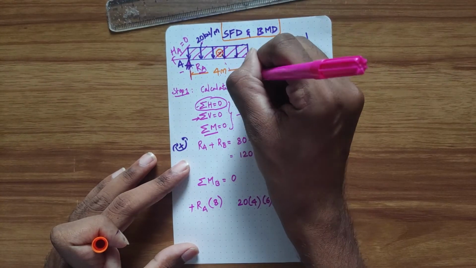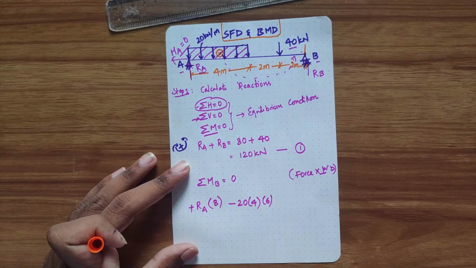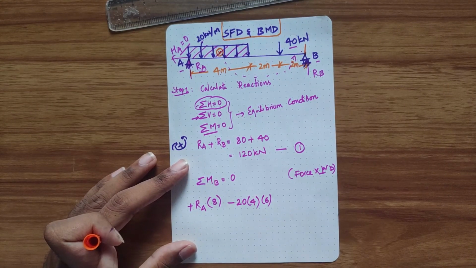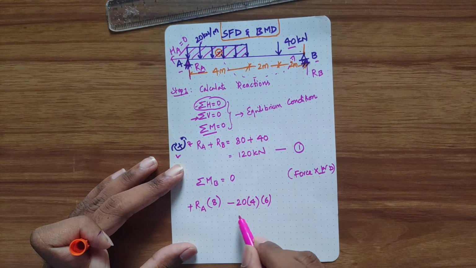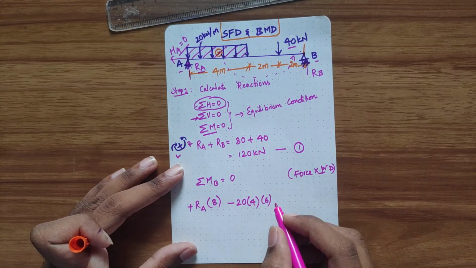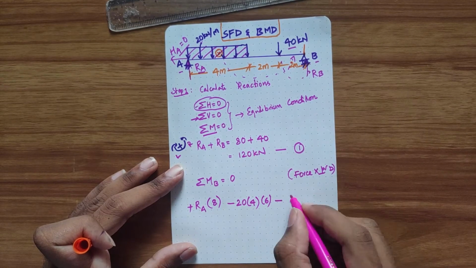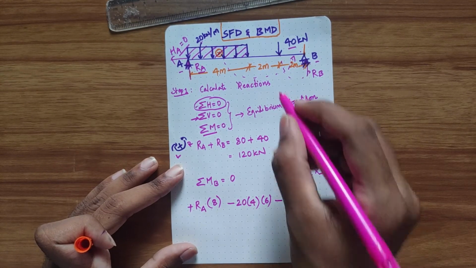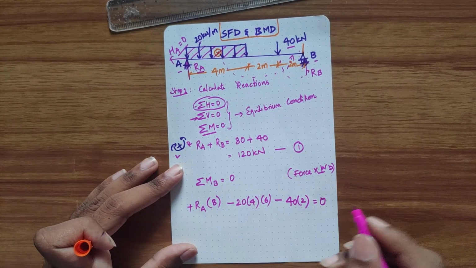So this is acting in the anticlockwise direction. With respect to point B, that is acting in the counterclockwise direction. That is why we have taken negative, because left to right, clockwise is positive, so obviously counterclockwise will be negative. Similarly, this 40 is also acting in the counterclockwise direction. 40 into distance up to this point is 2. This should be equal to 0.